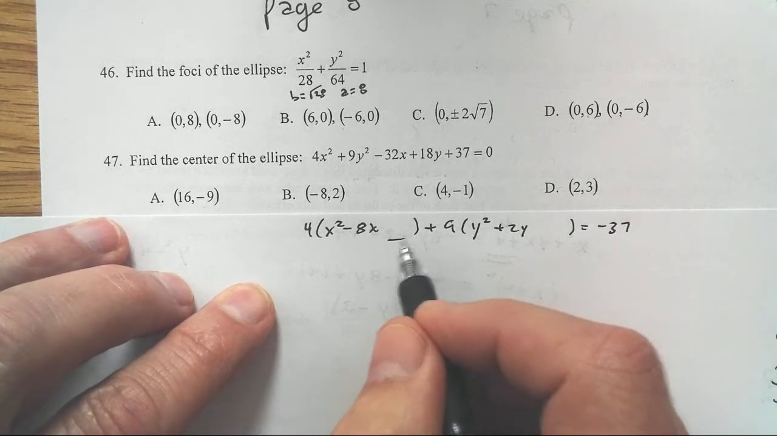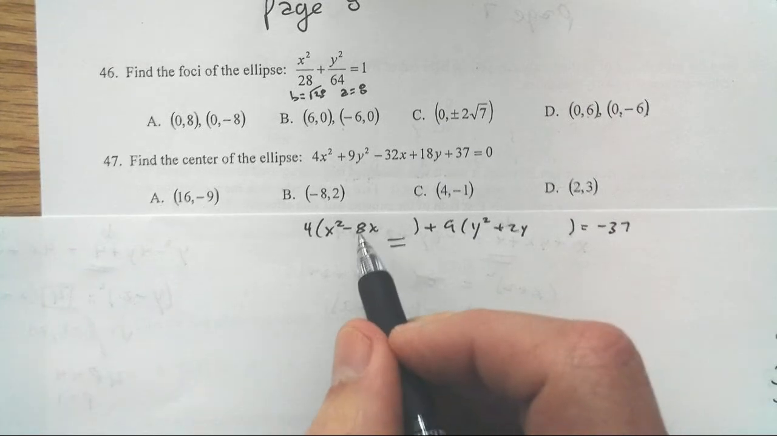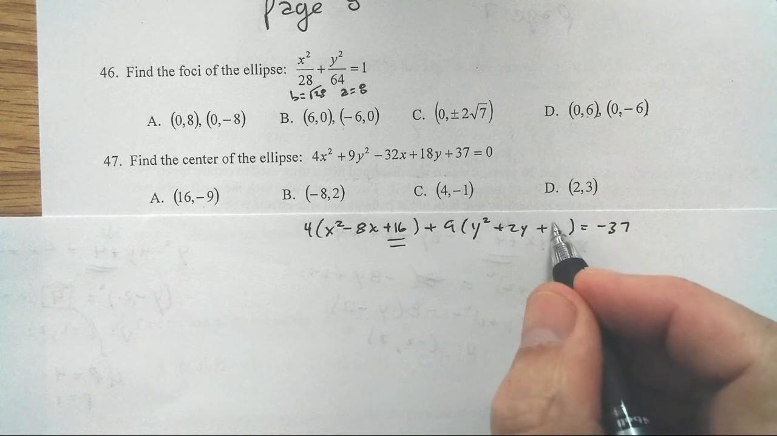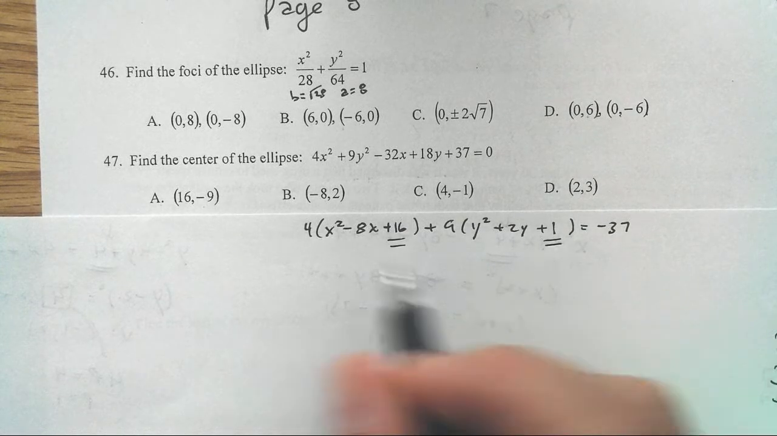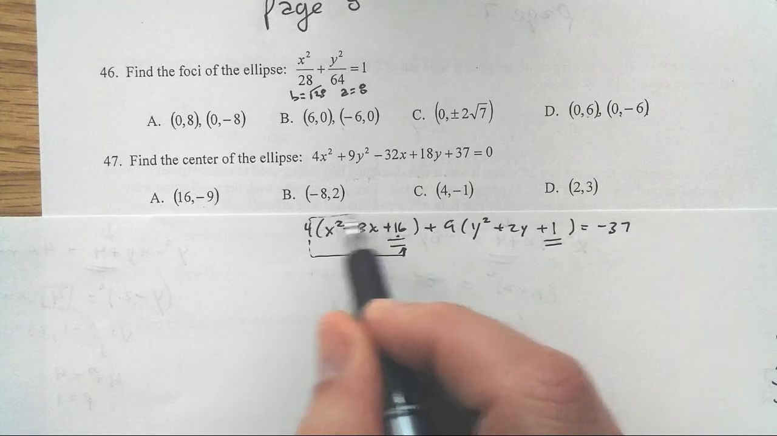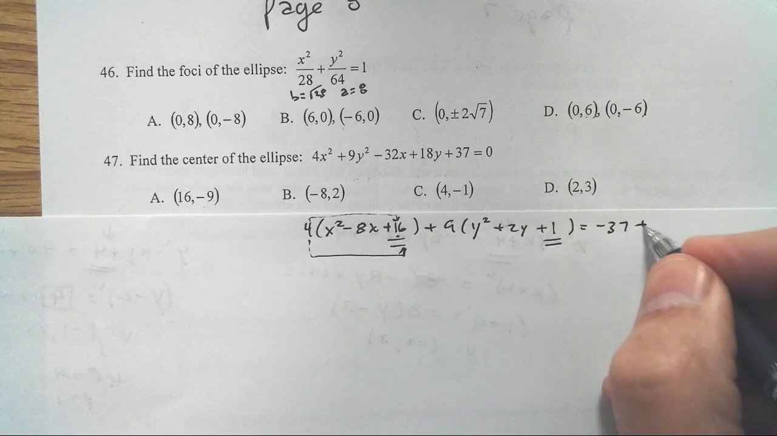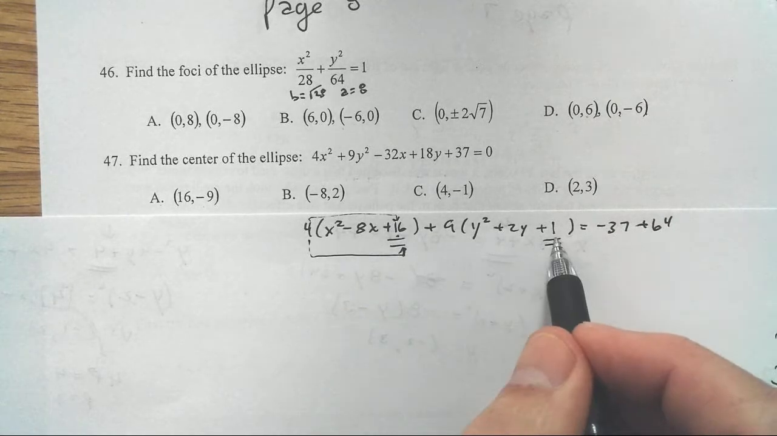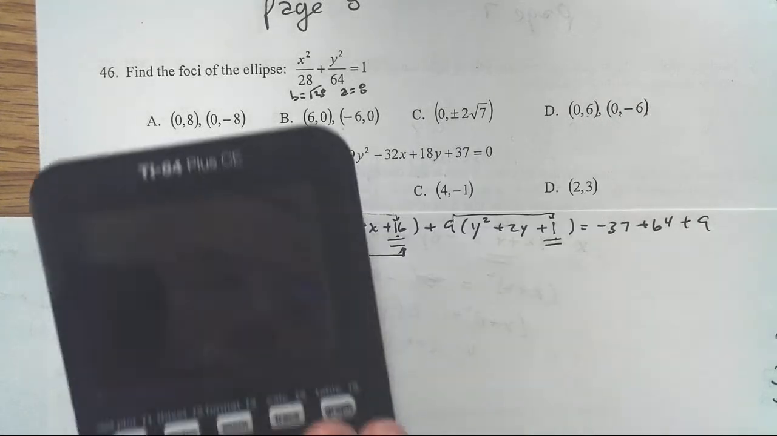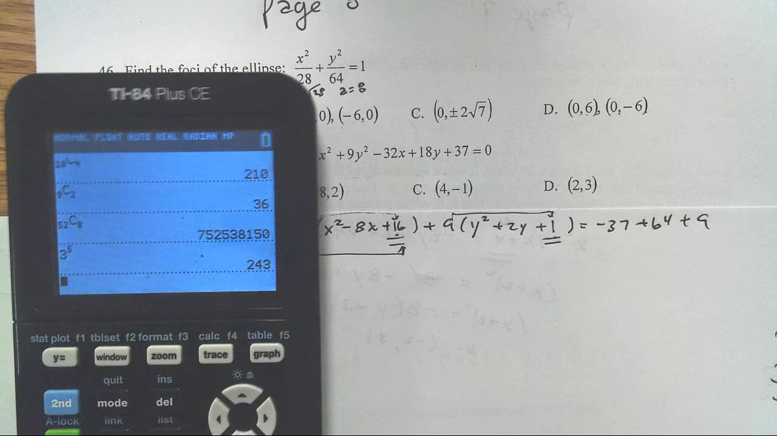I'm going to complete the square. Half of 8, 4. 4 squared, 16. Half of 2, 1. 1 squared, 1. However, I did not add 16. I just added, if I distribute, I just added 64. I did not add 1. I just added 9. And I'm going to be particularly lazy on this one.